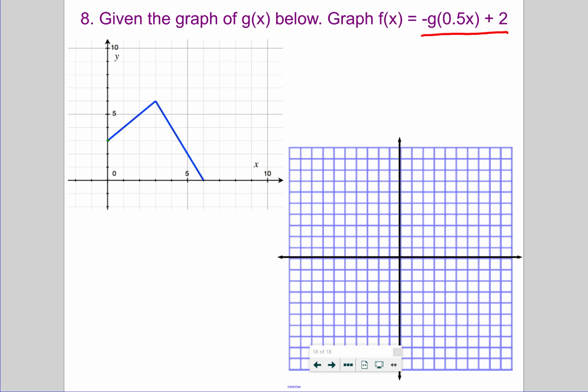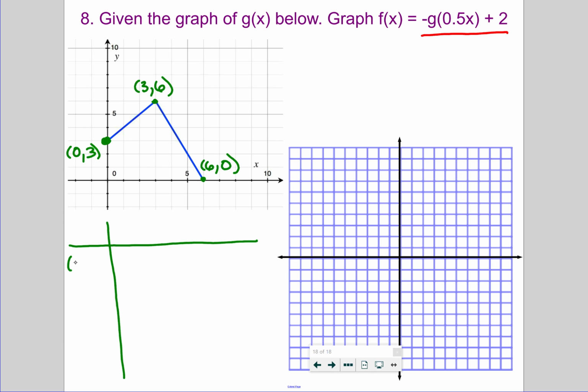This is the same graph, by the way, you had on the take-home quiz, just some different transformations happening to it here. So I have points at (0, 3), at (3, 6), and at (6, 0). So I'm going to make kind of like a table here when I do this. My original points are (0, 3), (3, 6), and (6, 0).